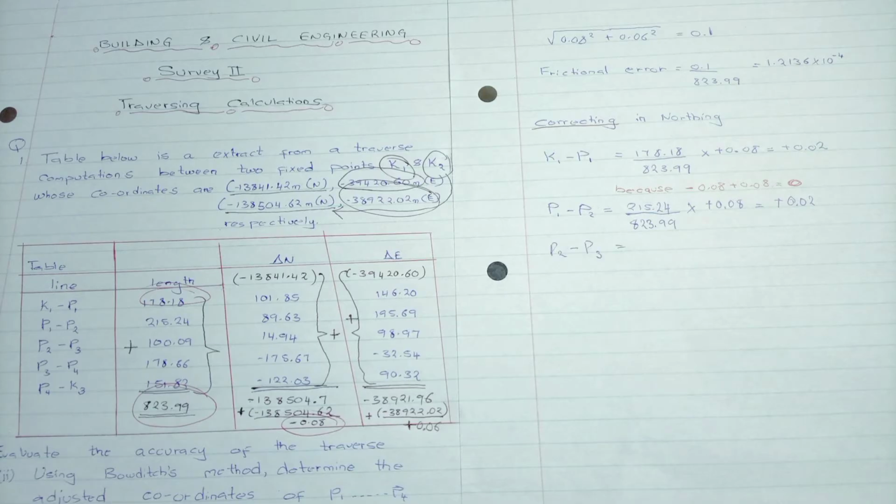Then we move from P2 to P3, we do the same by correcting it with a positive 0.08. Then we do it for P3 to P4. Then from P4, we get the same thing up to K3.